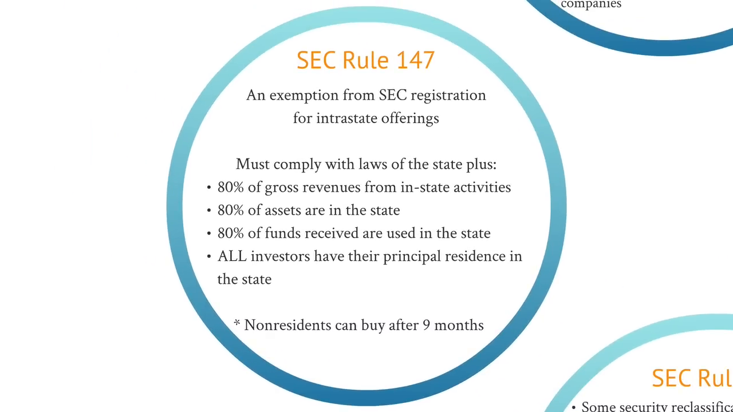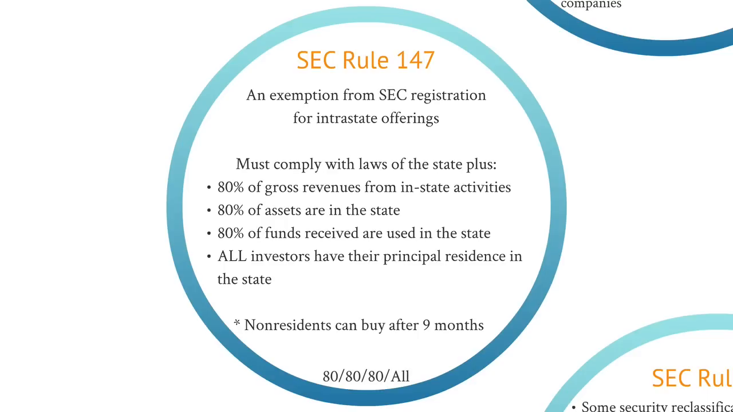Finally, there's Rule 147. This is an exemption from registration for intrastate offerings. In this case, the issuer has 80% of their revenues, 80% of their assets, and will use 80% of the funds from the equity issuance within the state. In addition, all of the investors putting their money into this issuer have to have their principal residence within that same state. So if you meet all of these qualifications, you don't have to register with the SEC.